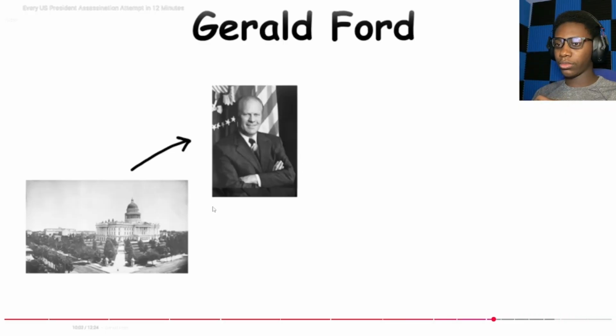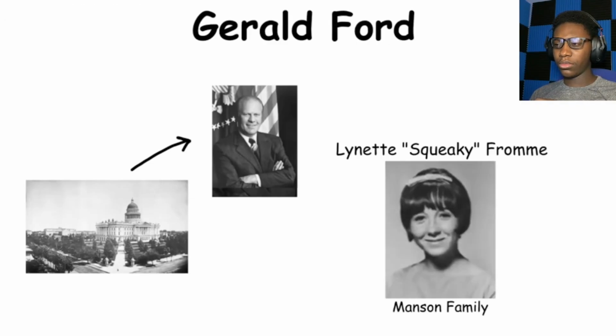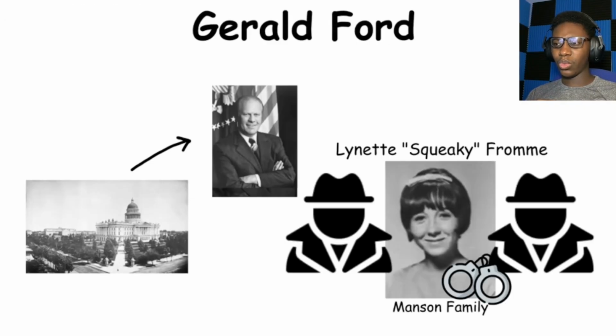As he exited the California state capitol, Lynette Squeaky Fromme, affiliated with the Manson family, aimed a gun at him. Quick action by the Secret Service resulted in her immediate arrest.